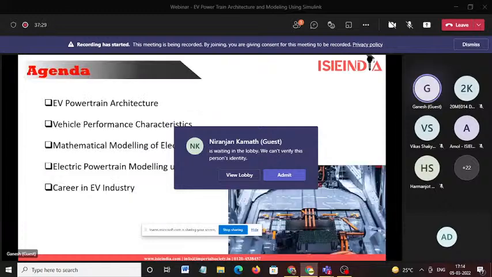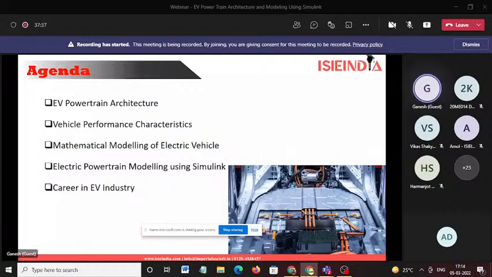So let's come to today's session. We are going to discuss EV powertrain architecture: how the engine is replaced by a motor, what things are added to the powertrain when we move to a motor, what the power source is, and how the vehicle architecture system will work. That is what we are going to learn.